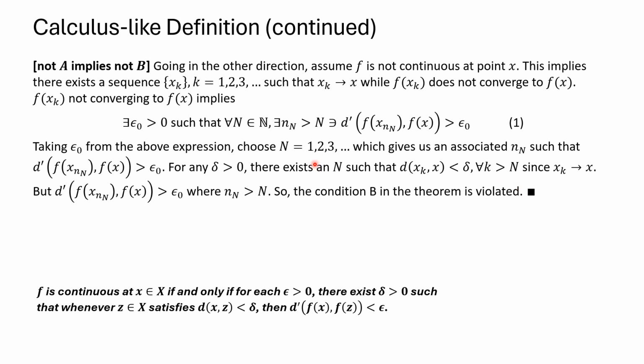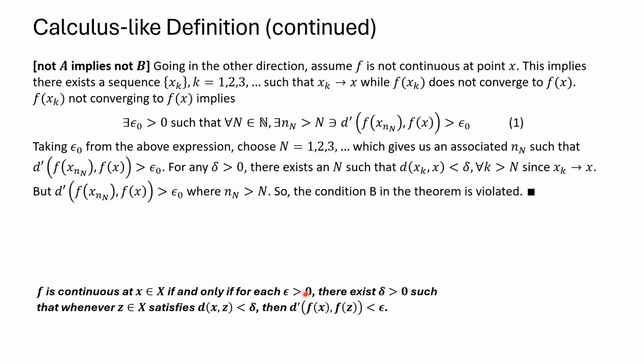And so we can just take the associated x sub n sub little n sub capital N, and we know that that's going to be greater than epsilon sub 0 just from our statement up here, where our n sub little n is greater than capital N. So that violates our condition down here. So we've proven not B.